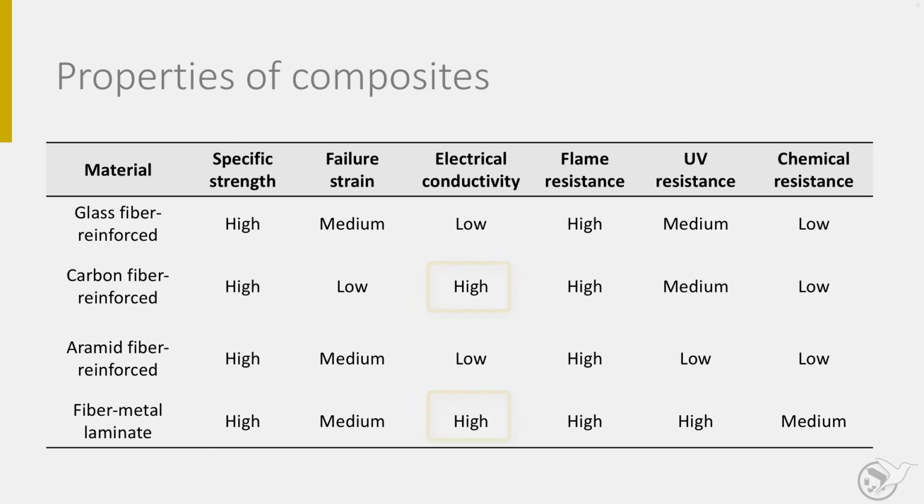Second, carbon fibers and fiber metal laminates are good electrical conductors. For fiber metal laminates, this is caused by the aluminum layers. These metal layers also play a positive role in the flame resistance, resistance to ultraviolet radiation, and resistance to chemicals. Most of the properties in the table can be easily explained when the composition and structure of the composite is well understood.